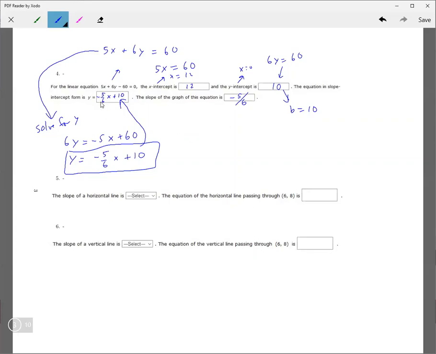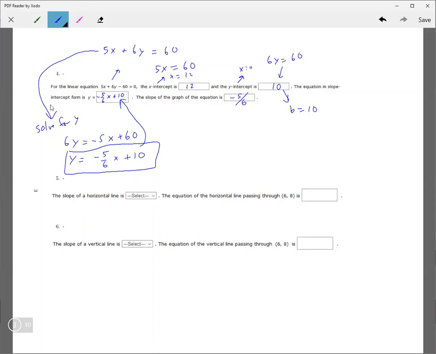So like you said, if you have the equation of a line and you want to find the slope-intercept form, or if you want to find the slope, or the intercept, then you solve that equation for y, and then this is your slope and this is your y-intercept.